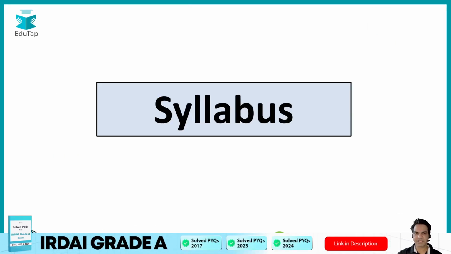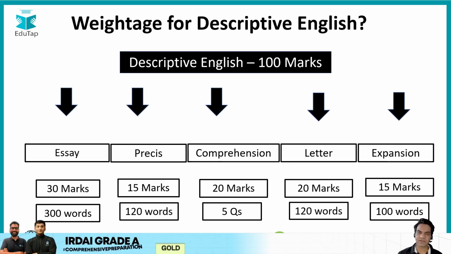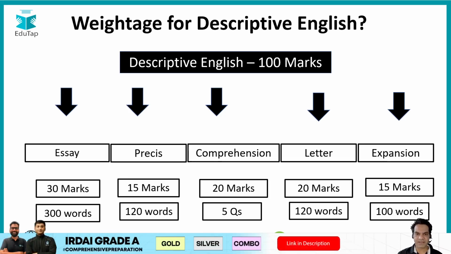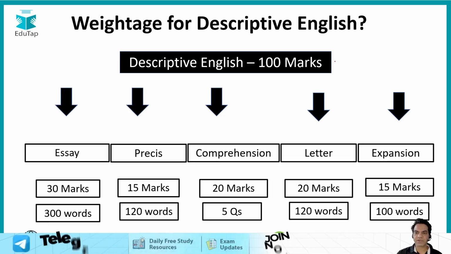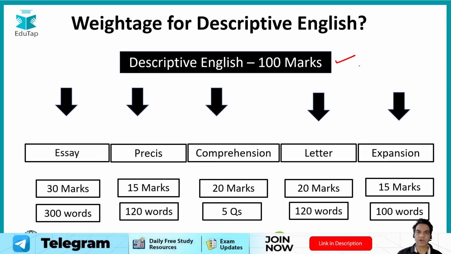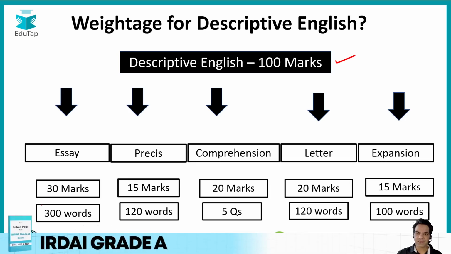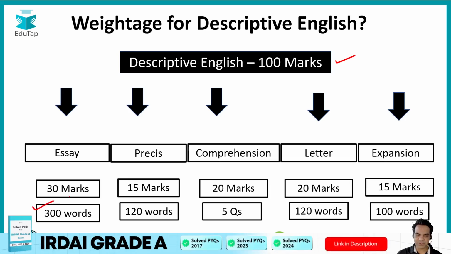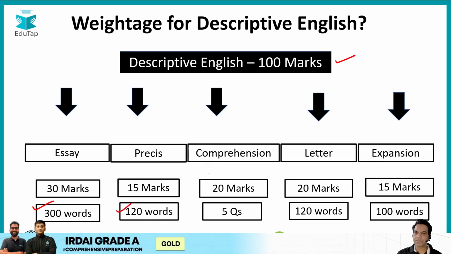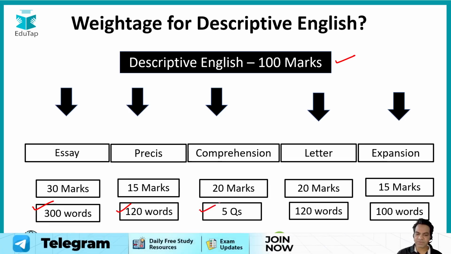Let's delve further guys. What is the syllabus of the descriptive English paper in IRDAI? Now descriptive English is worth 100 marks, and the breakup is: essay is worth 30 marks and the word limit given is 300 words. Second is precis. Precis is worth 15 marks and the word limit is 120 words. Third is comprehension. Comprehension is worth 20 marks. You'll have 5 questions based on comprehension.